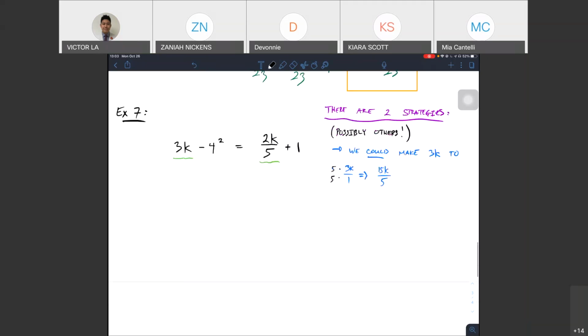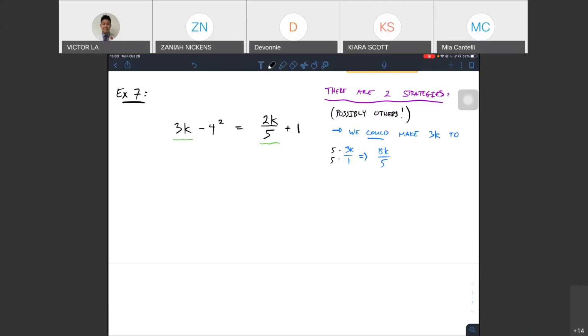Anyone else remember? I'm gonna scroll up just more. Anybody remember any other strategies that they may have learned or kind of recall, not really? Hard to say. My hint to you is, has anybody heard of the phrase clear all fractions, maybe? Maybe that's an old school thing.